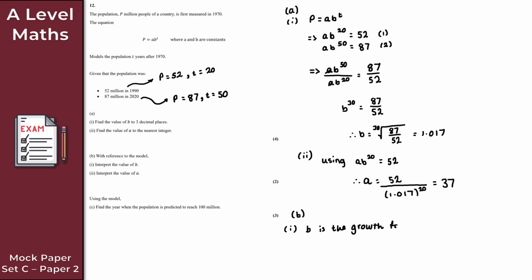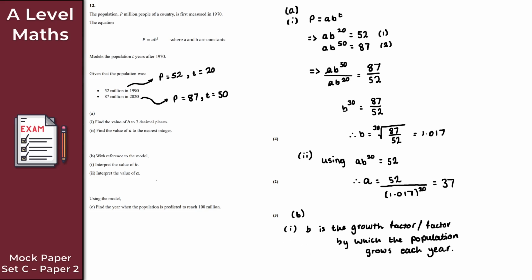But you can also just say it is the factor by which the population grows each year. I'll just write this down in full here. By which the population grows each year. Okay. And there we have it then. So this is the solution here to B part 1.